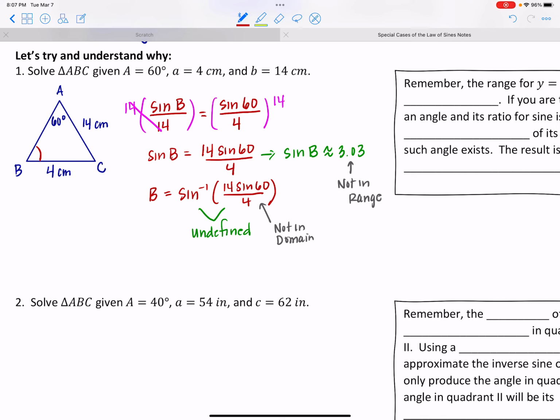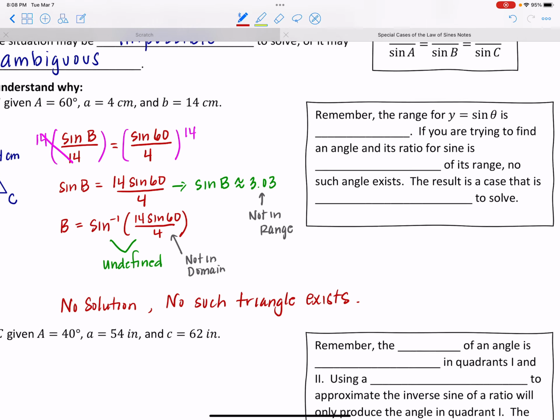There are lots of different ways to answer this. So there is no solving, there is no solution, there is no such triangle existing. Okay, so lots of ways to answer that.